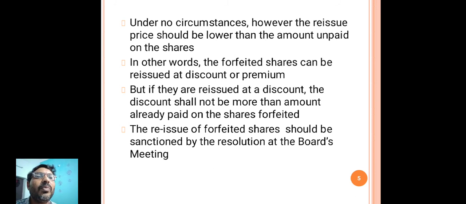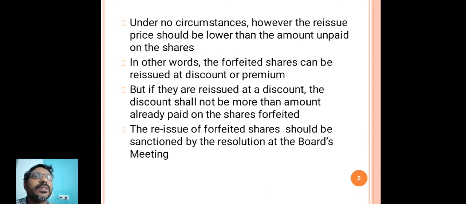Here, the point we need to concentrate on is that under no circumstances should the reissue price be lower than the amount unpaid on the shares.